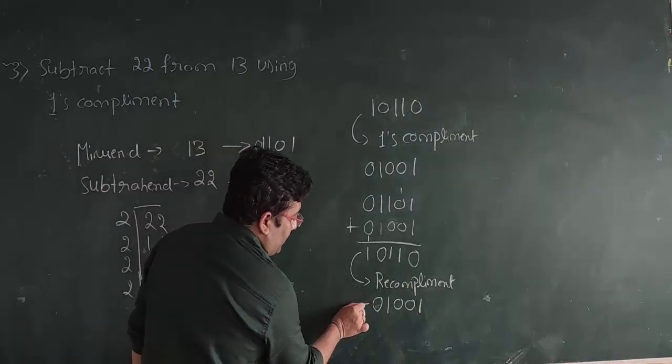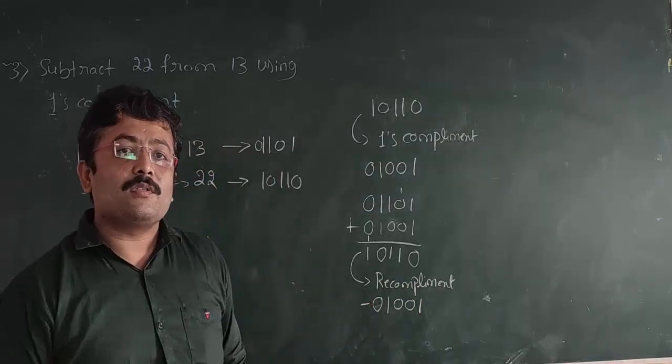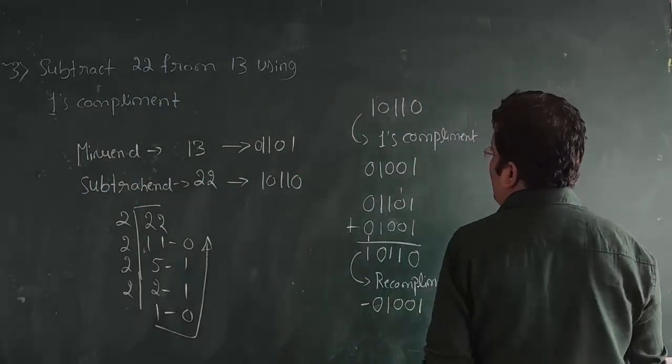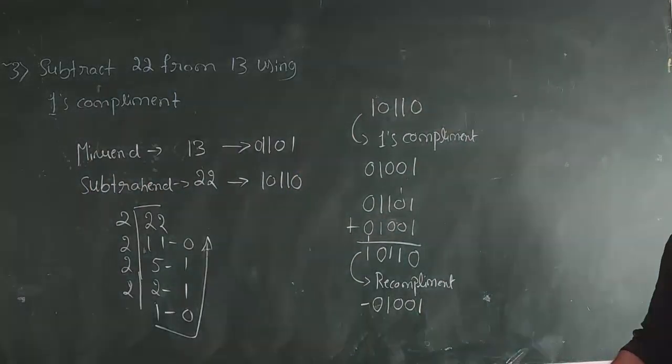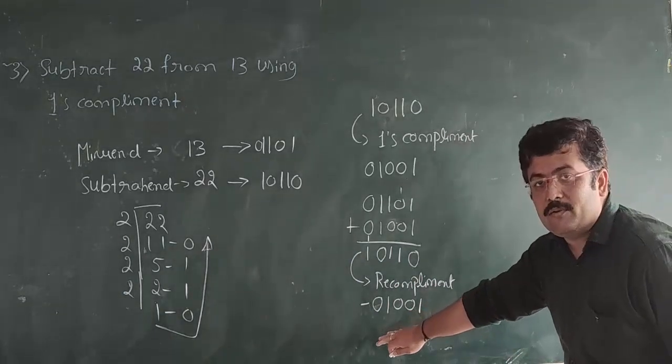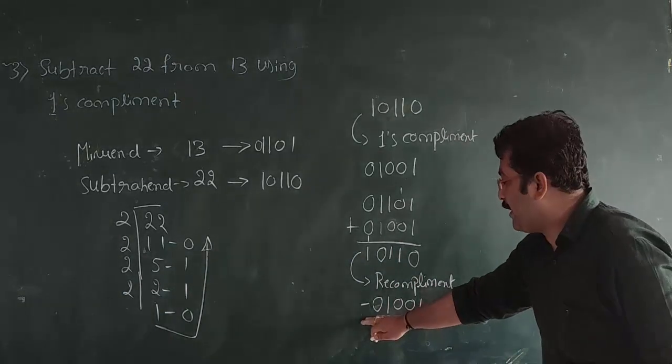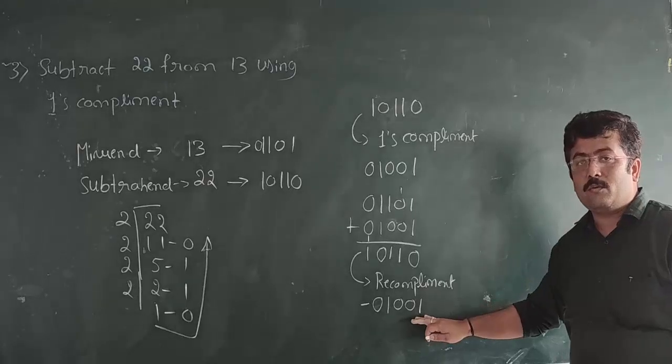I want to write it with a negative sign, because 13 minus 22 is, the answer is 9, that is minus 9. So the value is in the form of negative. So minus 0, 1, 0, 0, 1.